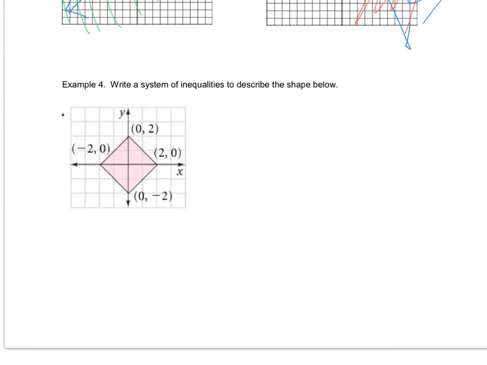Okay, then the last one, write a system of inequalities to describe the shape. So this time you're trying to see what lines could come together to make this shape. So I actually see, I'm going to do two ways. One, I'm going to do all linear equations. And the second one I'm going to show is that actually these could be two absolute values.